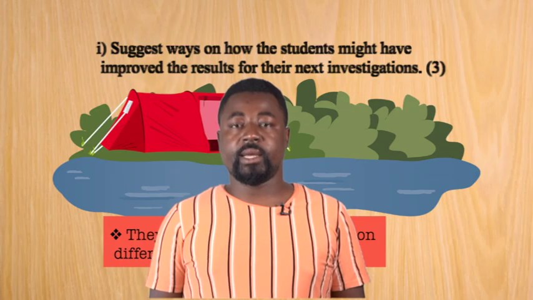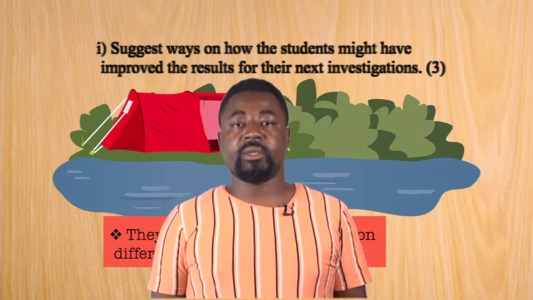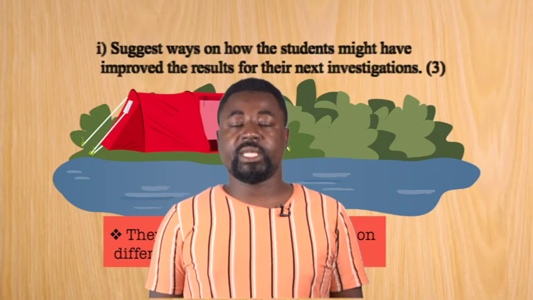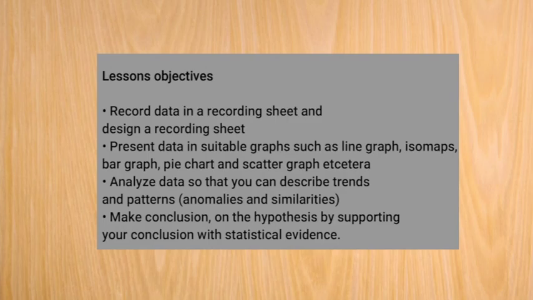This brings us at the end of our fourth lesson, but it is important to remember the following learning objectives that we have discussed. Record the data in a recording sheet and design a recording sheet. Present data in suitable graphs such as line graph, isomap, bar graph, pie chart, and scatter graph. Analyze data so that you can describe trends and patterns such as anomalies and similarities. Make a conclusion on the hypothesis by supporting your conclusion with statistical evidence.